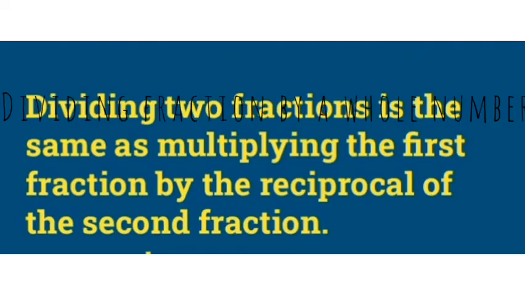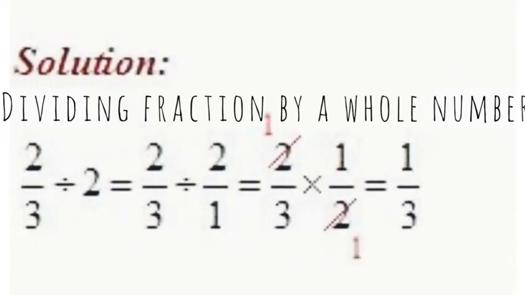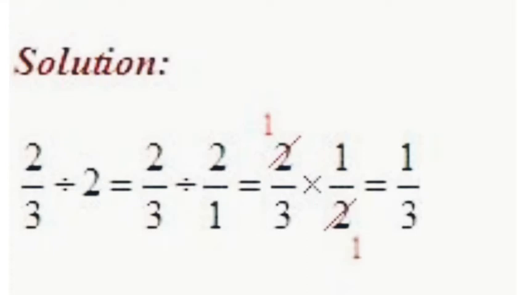Now, let's see how to divide a fraction by a whole number. If you look at this slide, there is a fraction 2 by 3 divided by 2. 2 is a whole number. We can write 2 by 3 divided by 2 as 2 by 3 divided by 2 by 1, because whole number 2 is the same as 2 by 1.